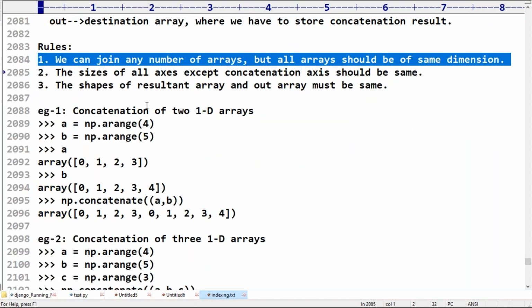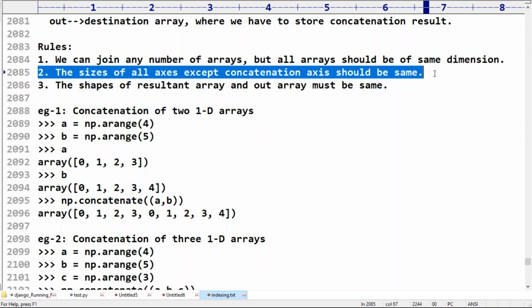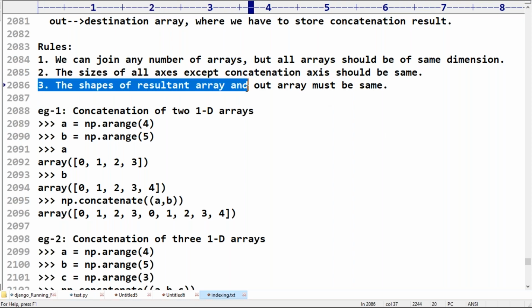So we can join any number of arrays, but all arrays should be of the same dimension. Next, the sizes of all axes except the concatenation axis should be the same. Next, the shapes of the resultant array and the out array must be the same. If you are going to store the result somewhere else, make sure the expected result shape and the out shape are matched.